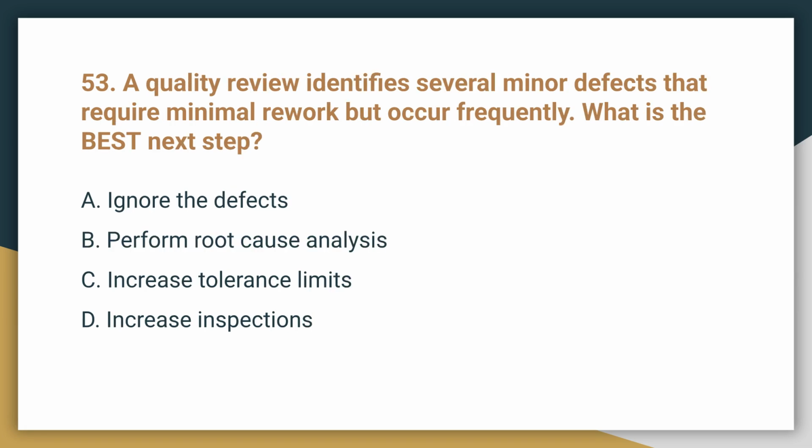Question 53. A quality review identifies several minor defects that require minimal rework but occur frequently. What is the best next step? The best next step is B. Perform root cause analysis. Frequent defects, even minor ones, signal an underlying systemic problem that requires investigation.